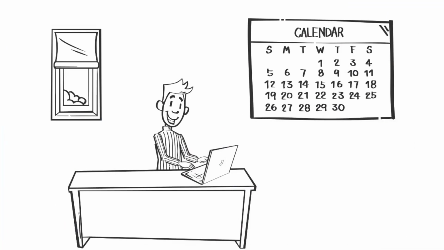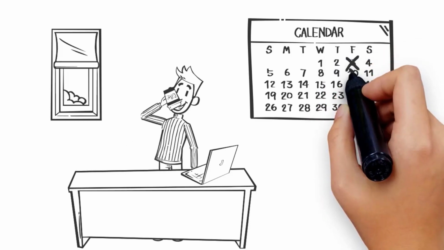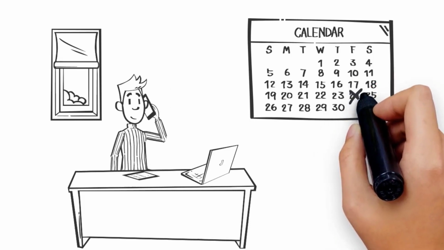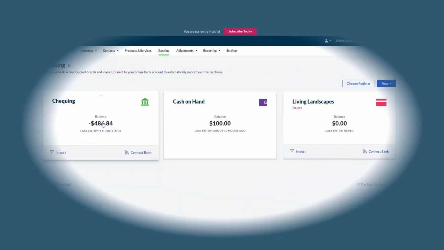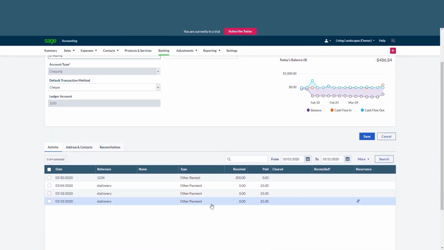Recurring transactions are a great way to save time by automatically posting the same transactions every day, every week, every 2 weeks, every month, or every 12 months. Select the bank where you want the recurring entry to occur.